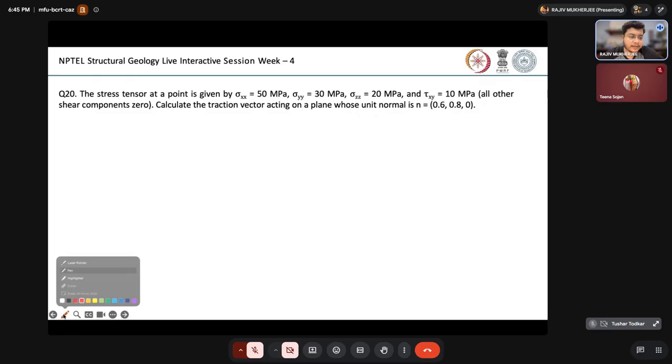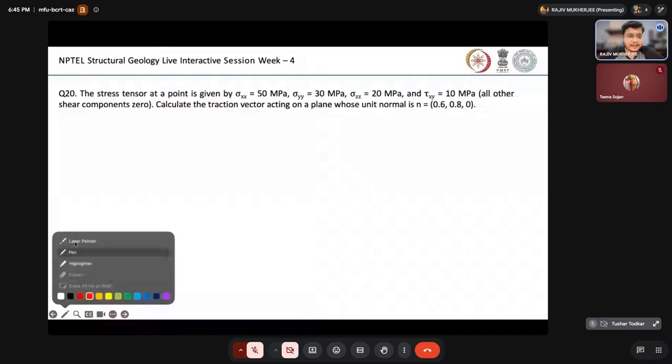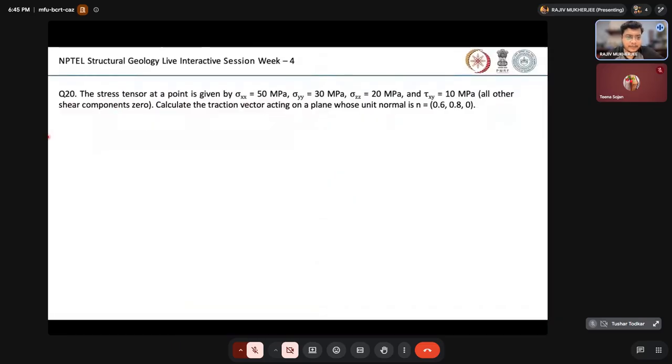So the last question: the stress tensor at a point is given by sigma xx equal to 50 megapascal, sigma yy 30 megapascal, and sigma zz as 20 megapascal, and a shear stress component on the xy plane as 10 megapascal, and consider all other shear stress components as 0. Calculate the traction vector acting on a plane whose unit normal n is 0.6, 0.8, and 0.